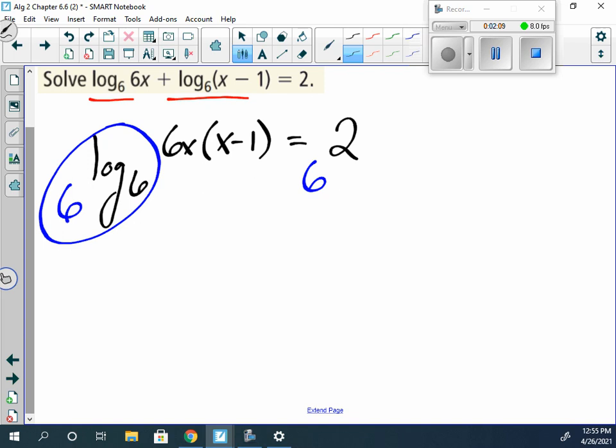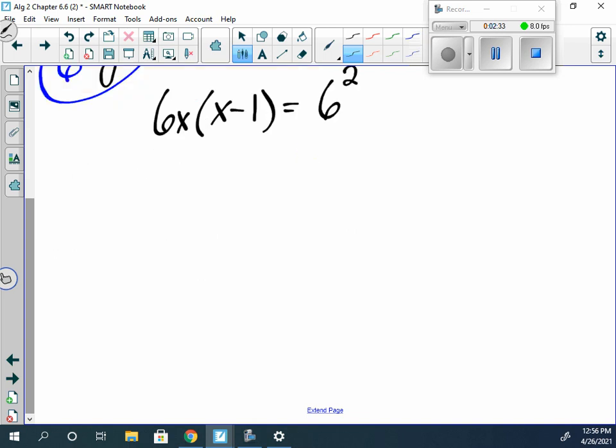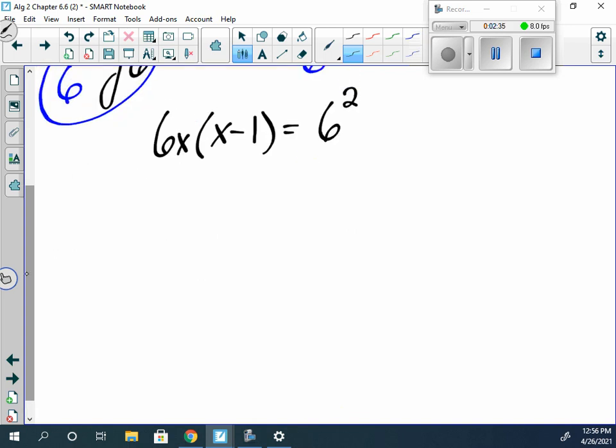And when that simplifies, what we're left with is 6x times x minus 1 is equal to 6 squared. So using that property, we're able to get rid of all of the logarithms from our equation and deal with something we are used to solving. So any questions on any of this so far?